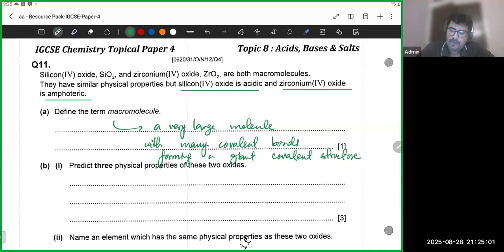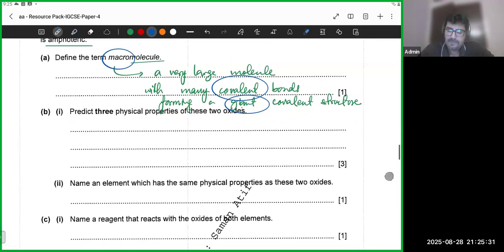And while you're answering this, remember the term molecule. Whenever the word molecule is used, if you're defining it, you're going to get 1 mark for writing covalent. The word molecule is only reserved for something that's forming covalent bonds. Macro means very large or a giant structure. So basically, the two keywords would have been giant and covalent, right? They would be looking for that. It's a giant structure, and it's got covalent bonds.